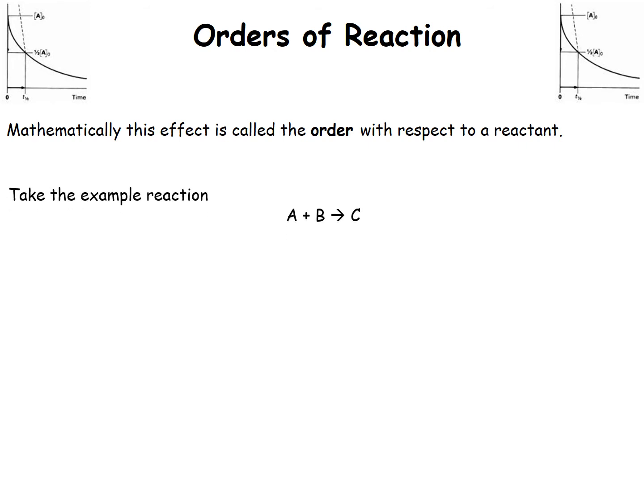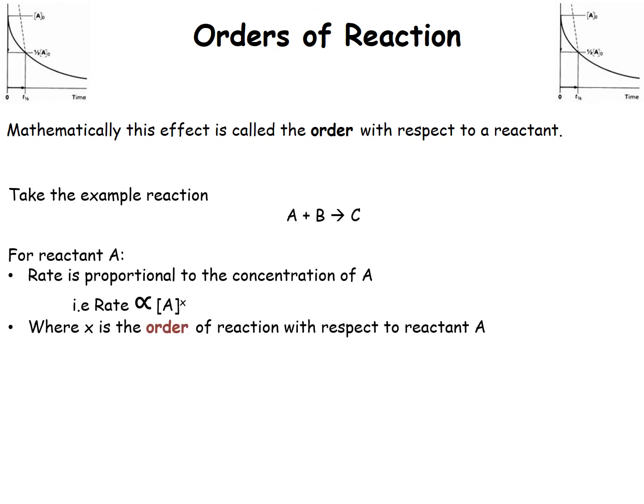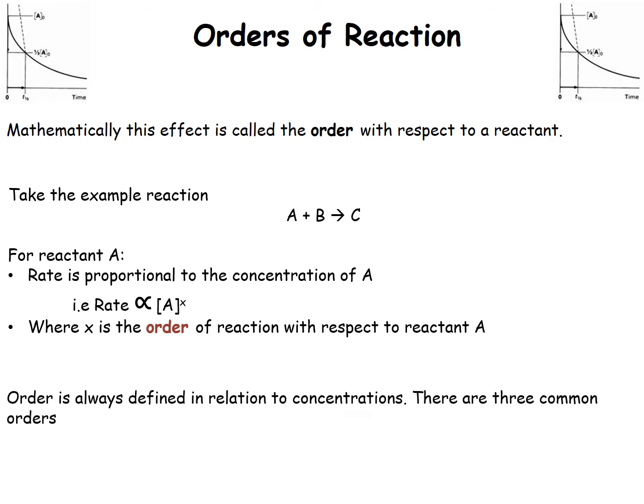A plus B makes C. Easy. For reactant A, the rate is proportional to the concentration of A. So that means that if I double A, the rate will double. It's proportional. Or if I triple A, the rate will triple. So therefore, we've got rate is directly proportional to A, and the concentration is the square brackets, and the x is the order with respect to reactant A. So order is always defined in relation to concentrations. So there are only three orders that you have to learn.